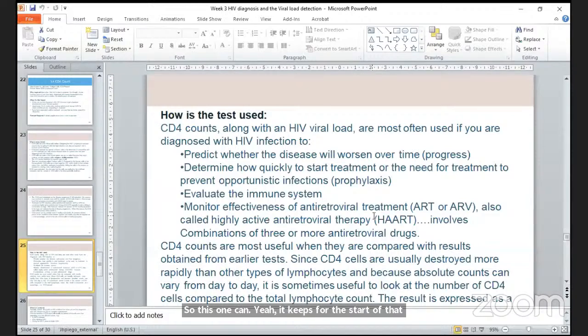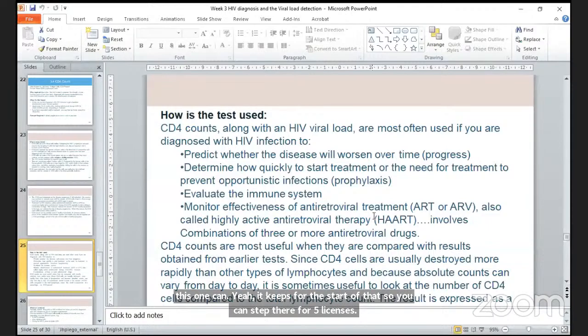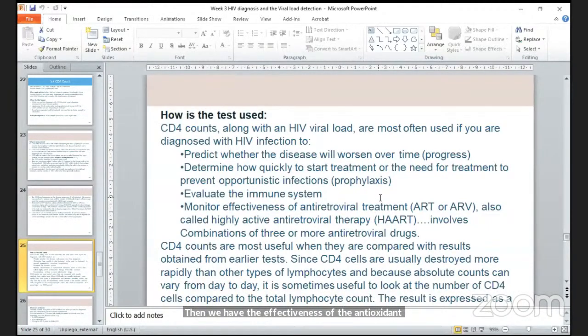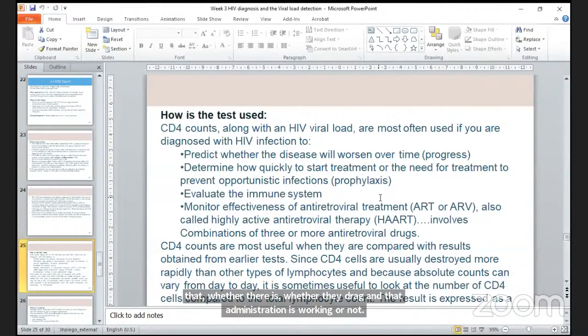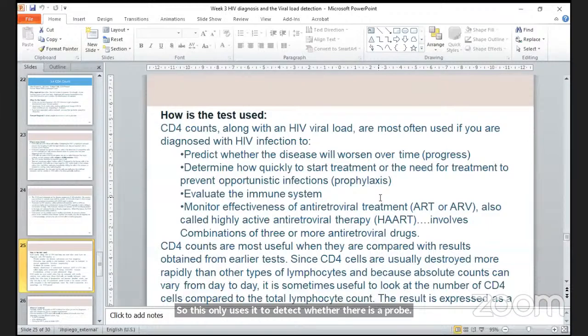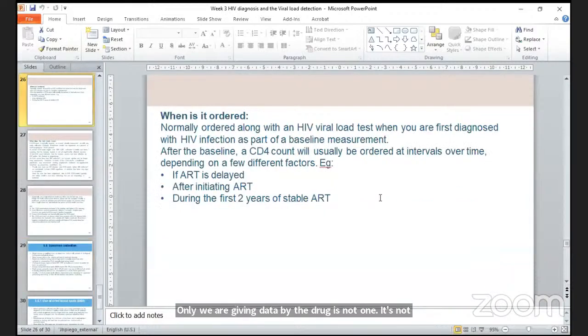Then we have the effectiveness of the antiretroviral therapy, of the ARV. So we can use this to detect whether the drug under administration is working or not. So you use it to detect whether there is an effective drug as far as the treatment is concerned, or maybe we are giving the drug, but the drug is not working. Okay. Then as we sum up on what we had last week, when it is ordered, we also had there, maybe if ART is delayed after initiating ART, or during the first 2 years after the stable treatment.